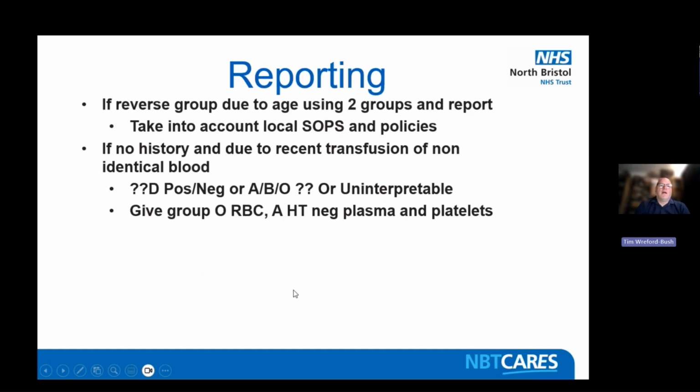So reporting, if a reverse group due to age, using two groups and report, take into account local SOPs and policies. Just because I've said it on here, don't go and start doing stuff in your lab, run it past lab managers and things like that.